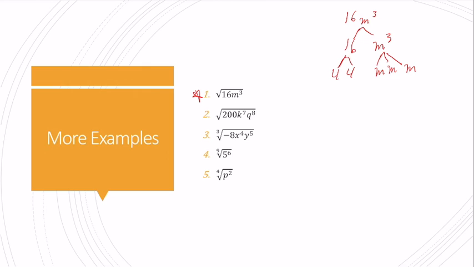16 factors into a 4 and a 4, which factors into a 2 and a 2, which factors into a 2 and a 2. So since I'm finding the square root, I want to collect the squares. I have two 2's, two more 2's, and two m's. All I have left over is one m. So I'm going to rewrite the square root of 16m cubed as the square root of 2 squared times 2 squared times m squared times m.